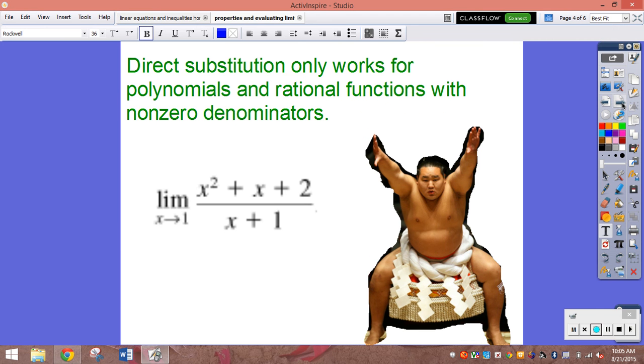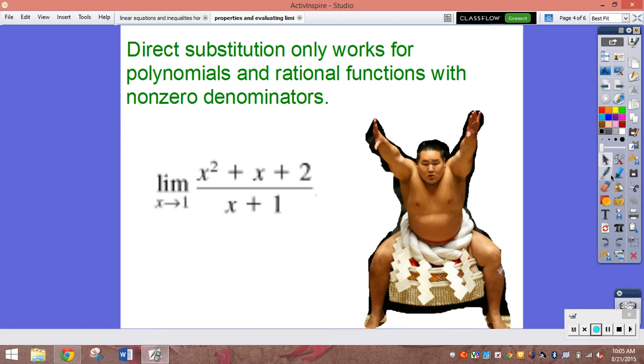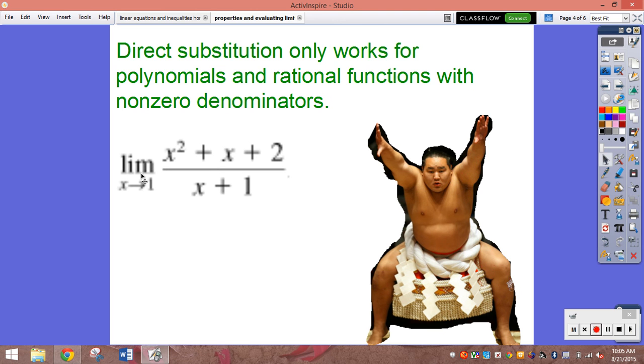The thing to keep in mind is direct substitution only works for polynomials and rational functions with non-zero denominators. So in this case, I have the limit as x approaches 1 of x squared plus x plus 2 all divided by x plus 1. And because if I use direct substitution where I plug 1 in for x, this denominator equals 2 and not 0, I can use direct substitution. If it was the limit as x approaches negative 1, I would not be able to use direct substitution. And we will get into methods for those cases next week. So for now, I can just use direct substitution to find this limit.